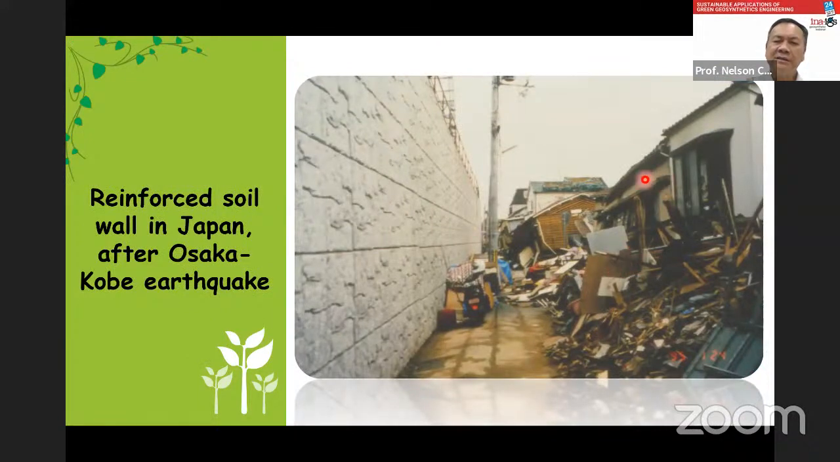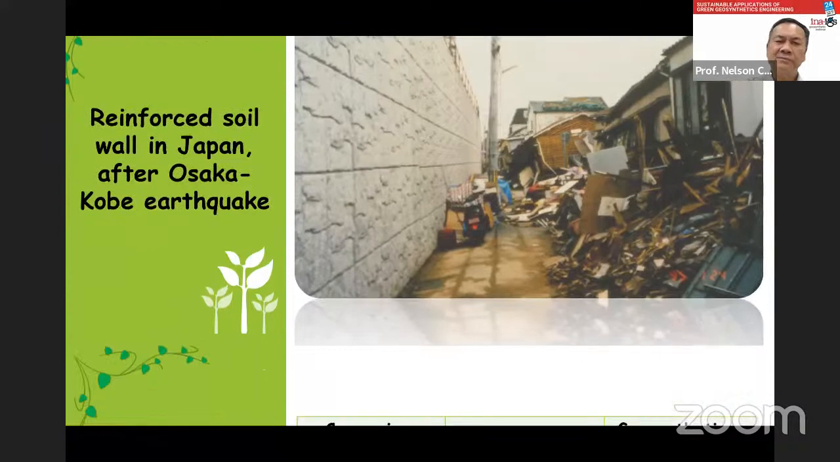You can see there's a not very tall building collapsed. However, the wall, probably the same height, stands still without any failure. Only some settlement at the bottom, because the soil underneath settled after shaking, which is okay. So you can see the reinforced soil structure is actually very earthquake resistant in nature.